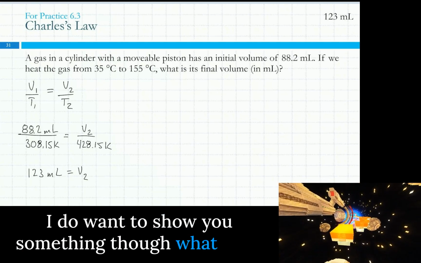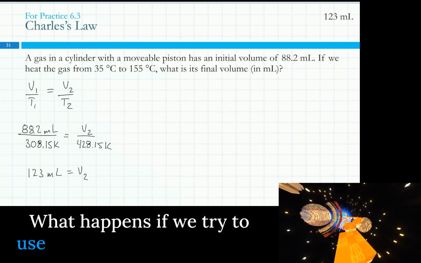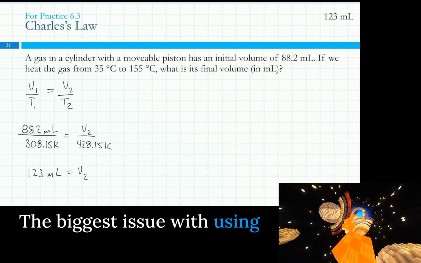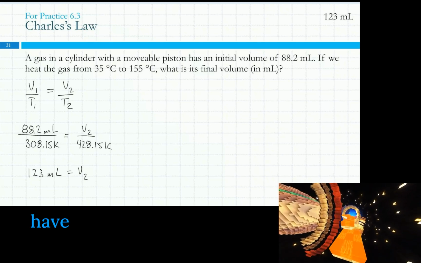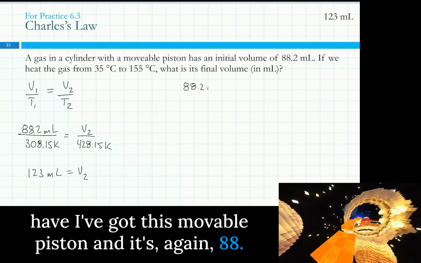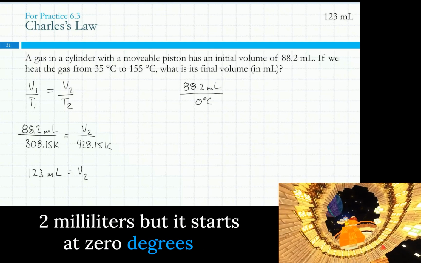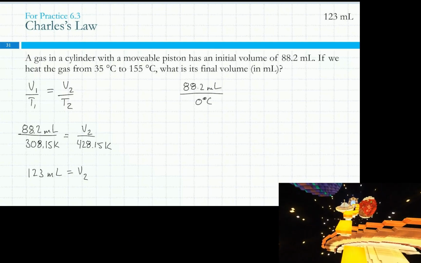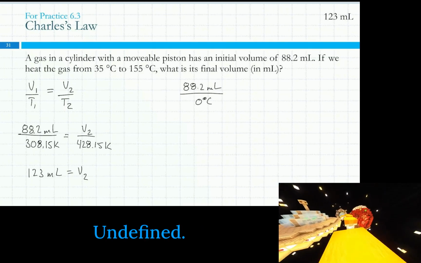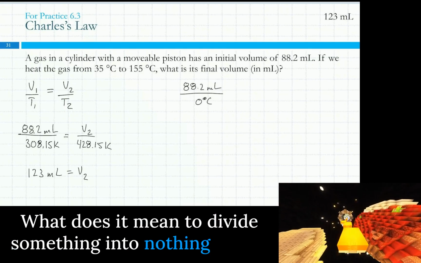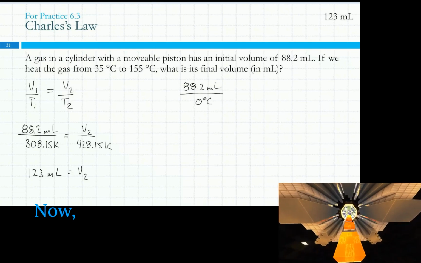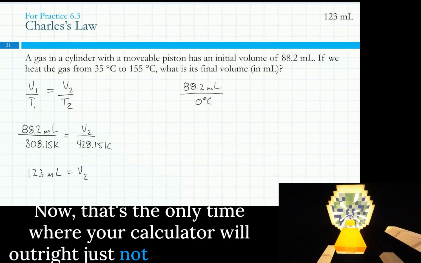I do want to show you something though. What happens if we try to use Celsius for this problem? Now this one's not going to cause the biggest issue. The biggest issue with using Celsius is, what if I said I've got this movable piston and it's, again, 88.2 milliliters, but it starts at 0 degrees C. Can't divide by 0. 88.2 divided by 0? Undefined. What does it mean to divide something into nothing parts? Doesn't even make sense.